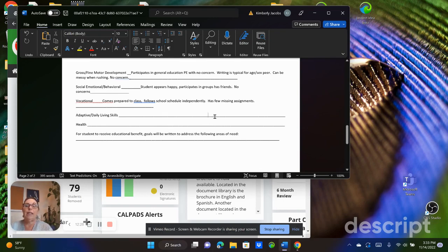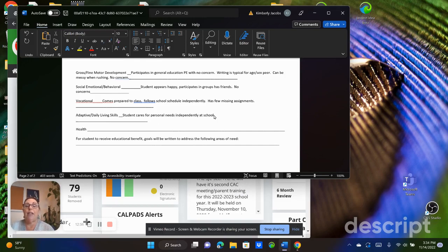So adaptive and daily living skills. I don't have anybody on my caseload right now that needs support with daily hygiene and self-care. So student cares for personal needs independently at school. And then this is where I ask the parents if they have any chores or participate in family responsibilities at home. And I would type that in. So if mom said yes, he has chores, but he has to be reminded, I would just type that. Has routine chores, does need reminders.